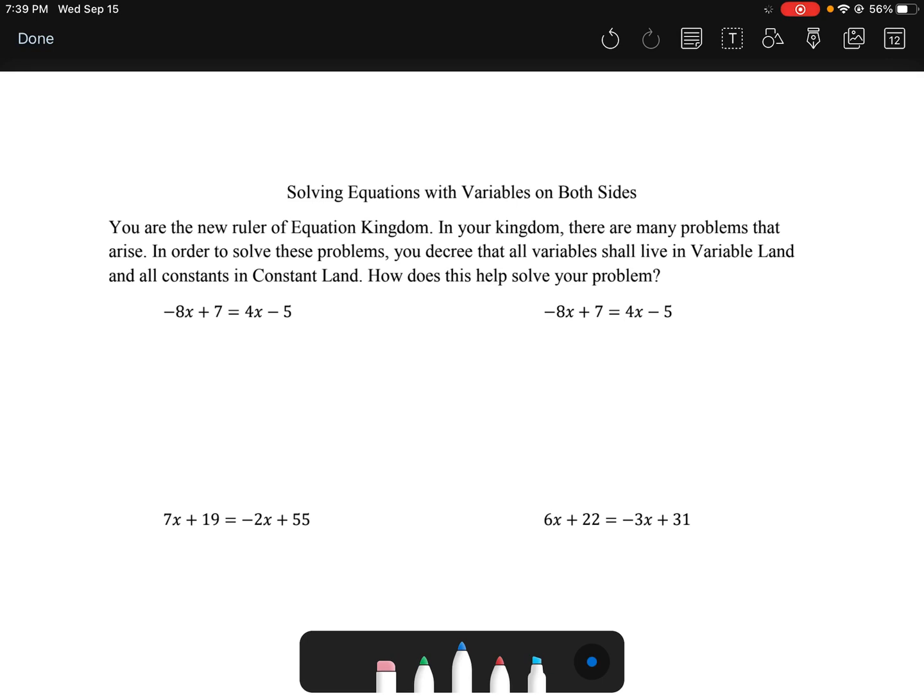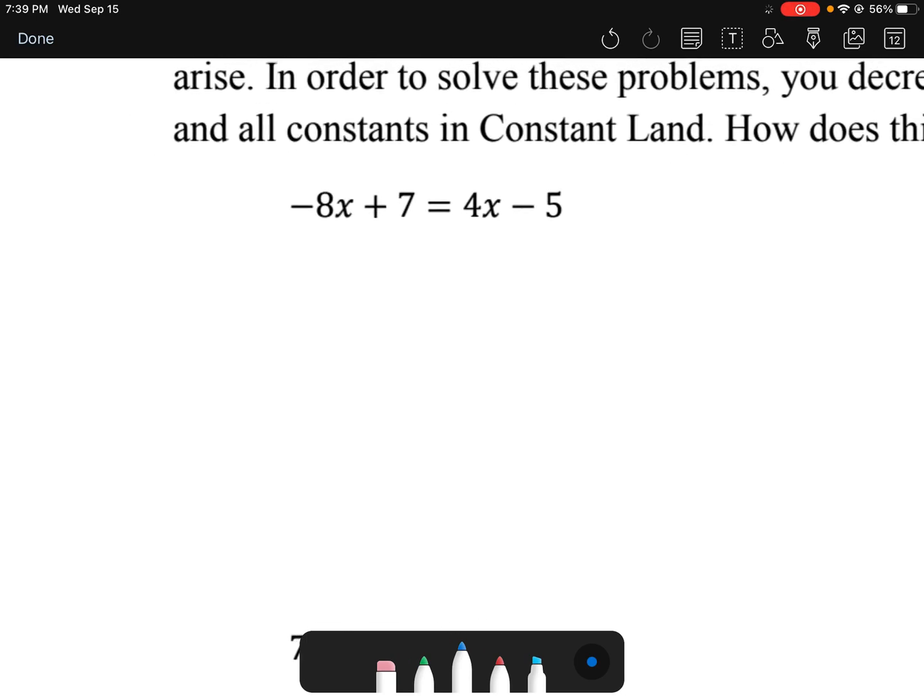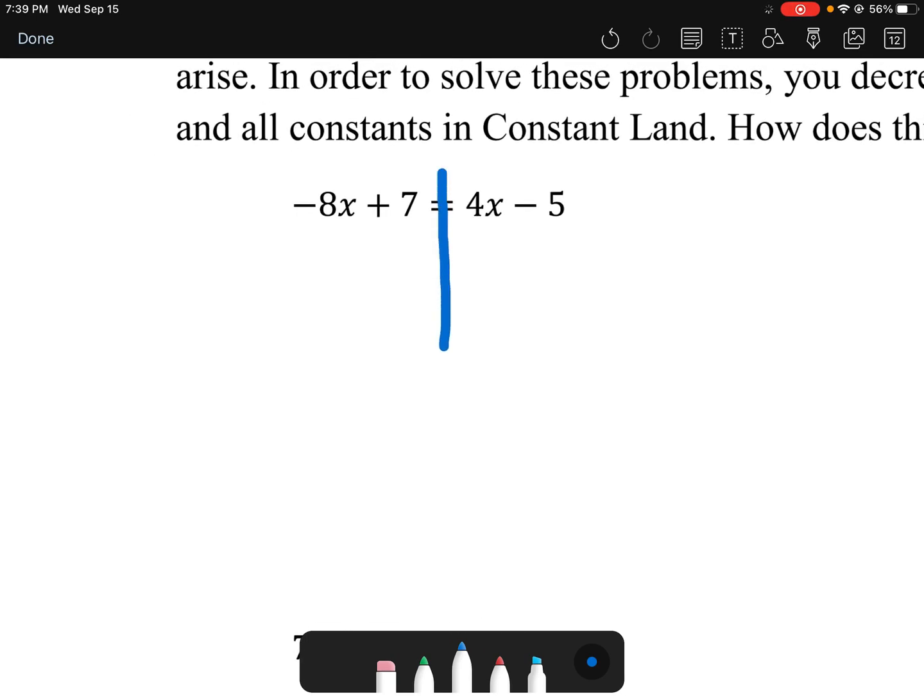So you'll see that for the first two, they're the same exact problem. We're going to solve them in two different ways, really solving it the same way though. So we want to get our constants on one side and our variables on the other side. If I look at this first one, I'm going to split these two down in half. I can say that the left side is going to be variable land and the constant is going to be in constant land.